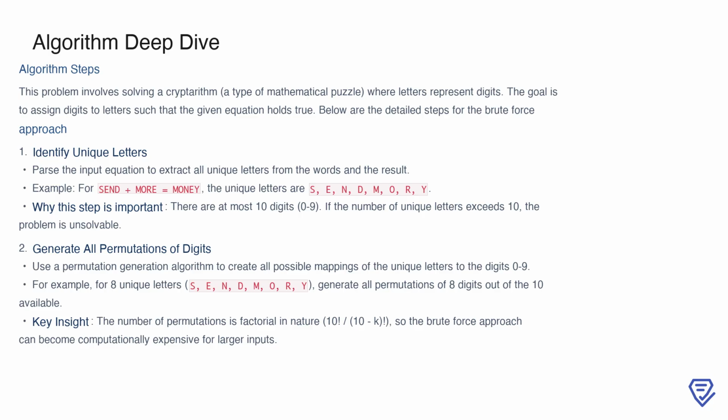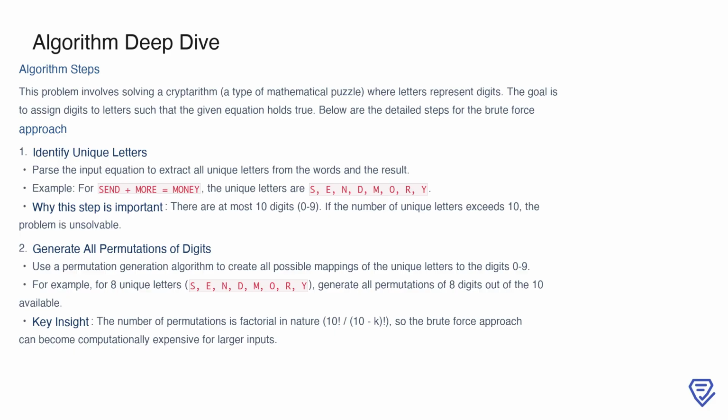To solve the verbal arithmetic puzzle, we start with the brute force approach by breaking the problem into manageable steps. First, we identify all the unique letters in the given equation. This involves parsing the input to extract each distinct letter from the words and the result. For example, in the equation SEND plus MORE equals MONEY, the unique letters are S, E, N, D, M, O, R, and Y. This step is crucial because the number of unique letters determines whether the problem is solvable. If there are more than 10 unique letters, it's impossible to map them to the digits 0 through 9.